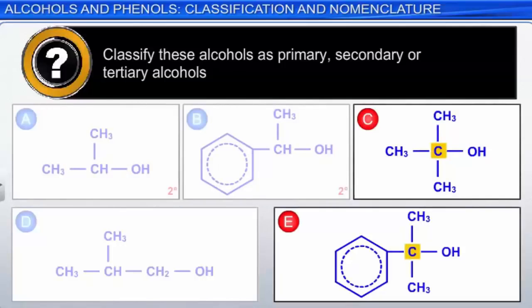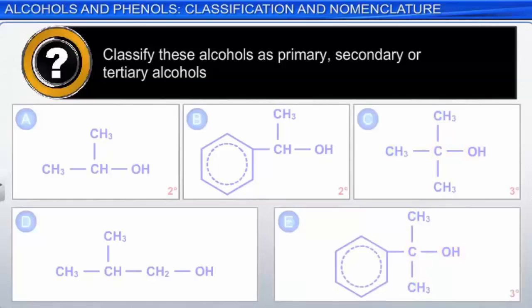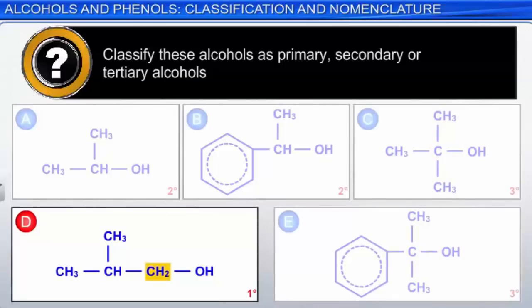Molecules C and E are tertiary alcohols. The hydroxyl-bonded carbon is bonded to three other carbons. Molecule D is a primary alcohol. Only one carbon-containing group is attached to the hydroxyl-bonded carbon.